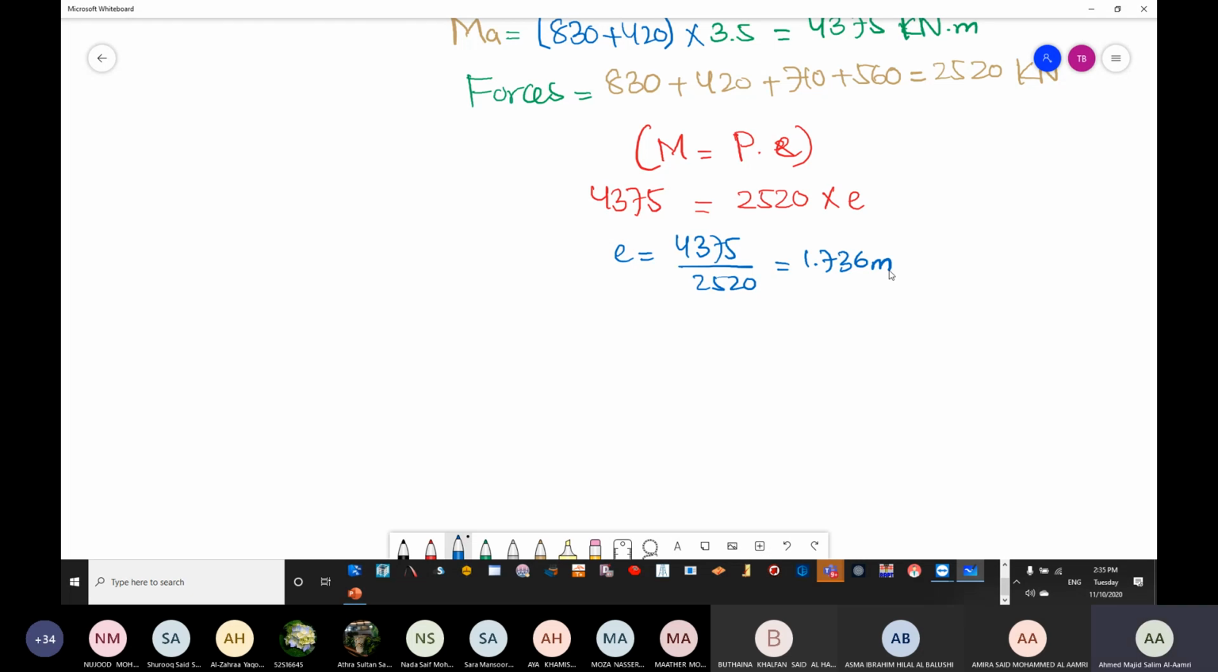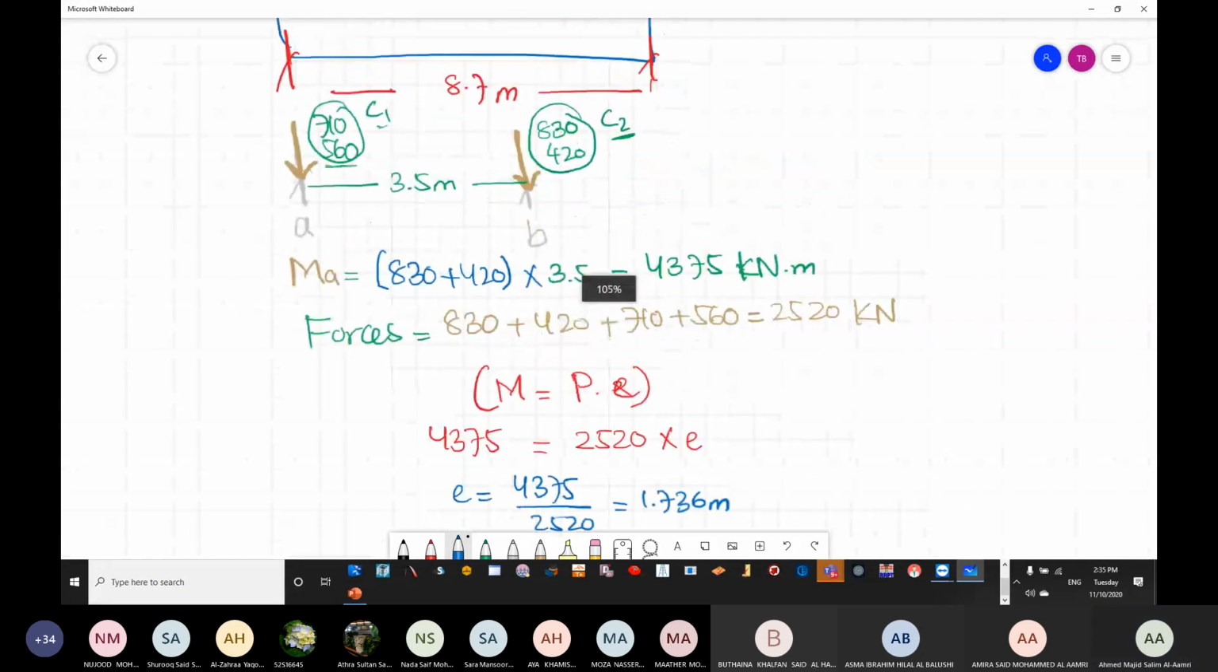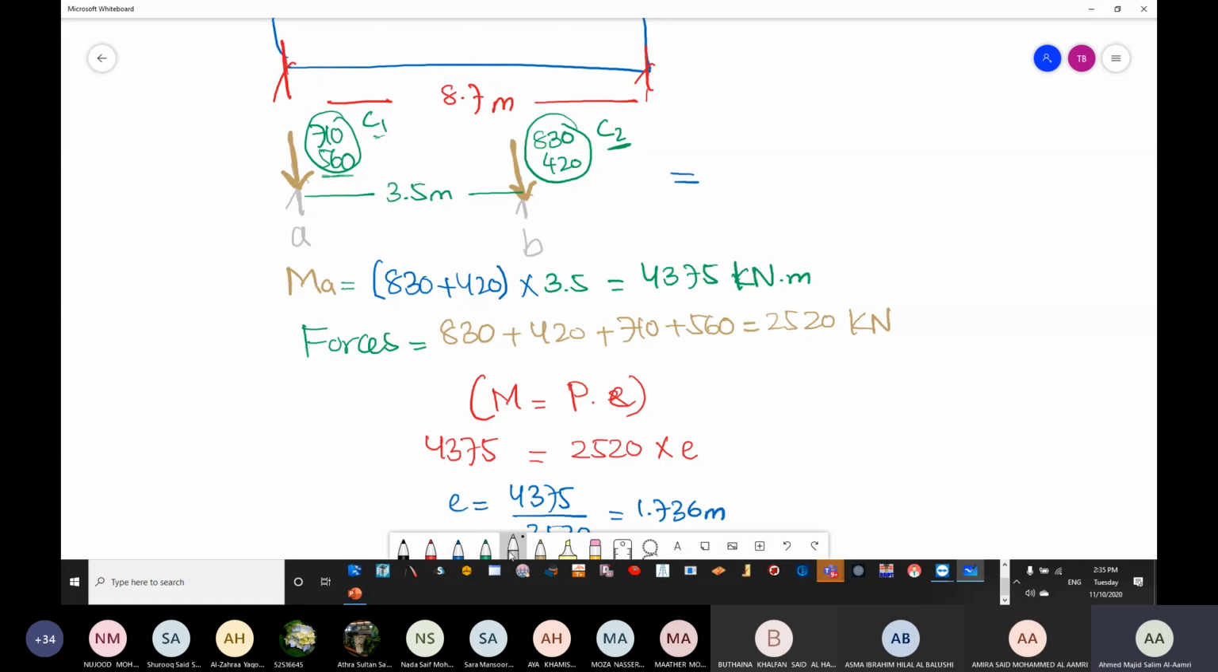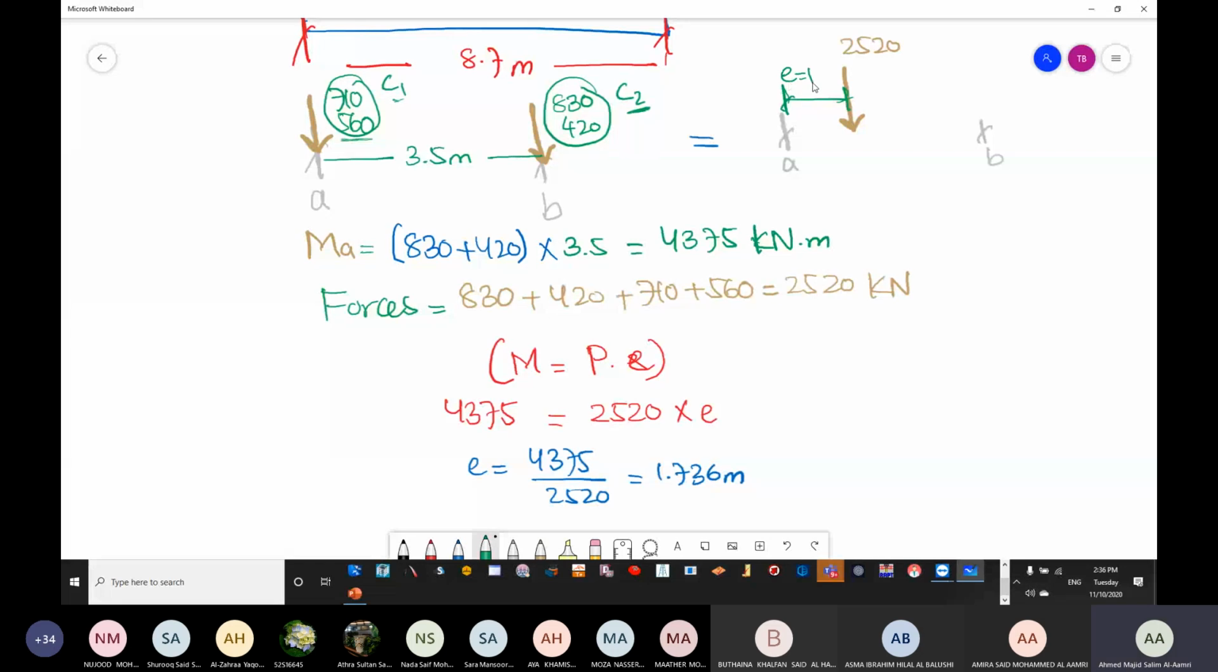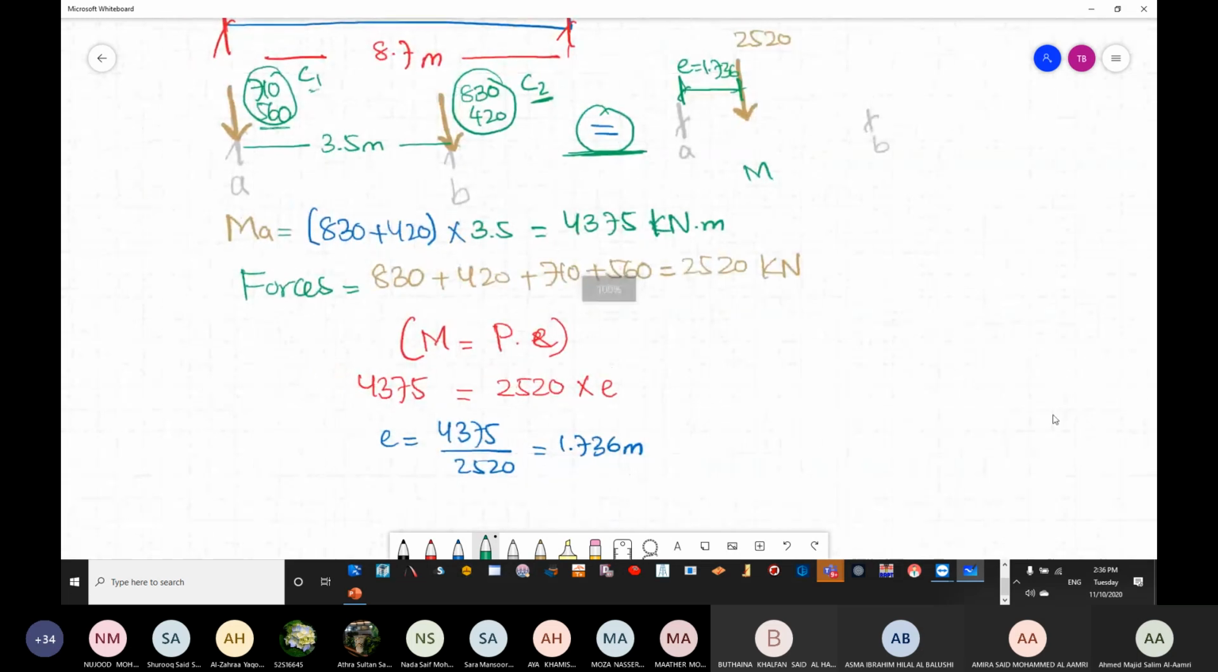Now how to confirm that my solution is correct? Now I have the same A and the same B, but instead of having four loads, I'm having only one single load. This load is equal to 2,520, which is the resultant, and having an eccentricity equal to 1.736. Will I get the same moment? Are they equal? Scenario number one, scenario number two. Moment is equal to 2,520 multiplied by 1.736, and you will get the same answer.